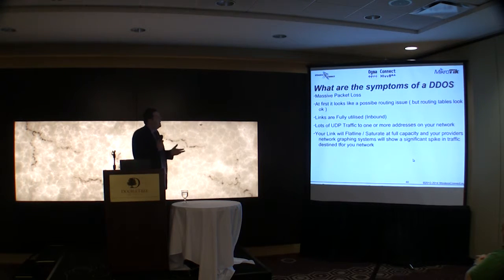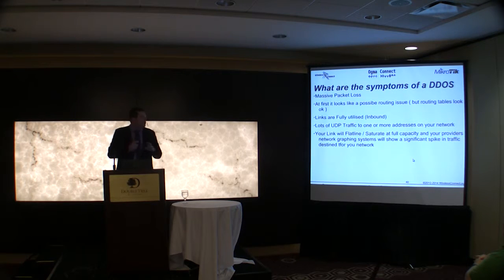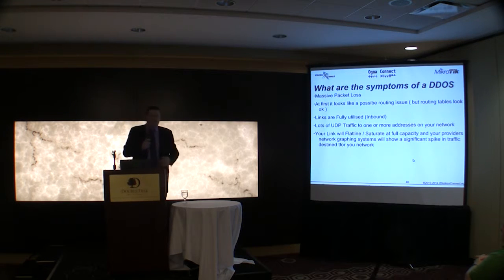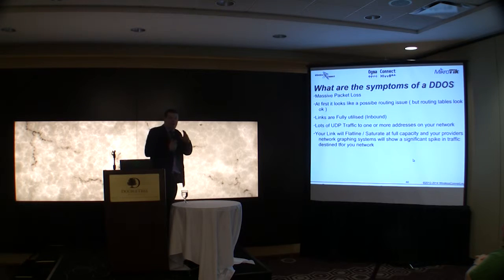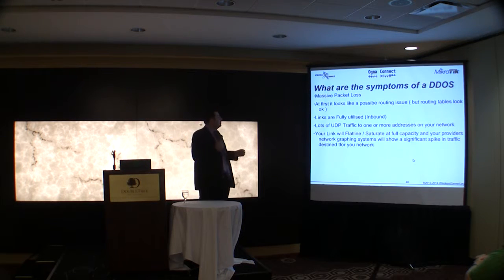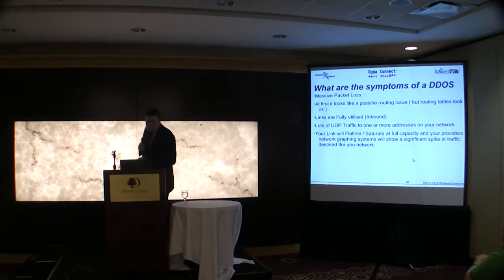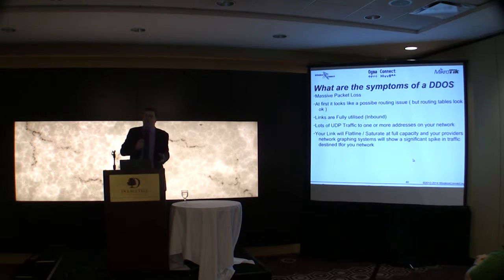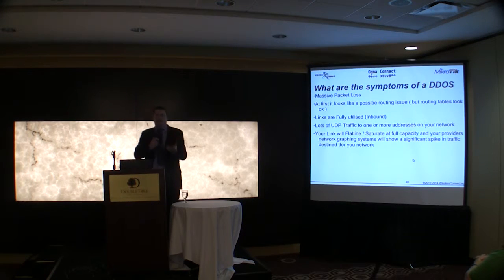So what are the symptoms of a DDoS? Well, at first it looks like a possible routing issue. You look in and the route tables seem fine. But then you look at your traffic graphs and you're going, okay, my links are fully utilized inbound, with lots of UDP traffic to one or more addresses on your network. If it's a single address on your network, it's actually relatively easy to tame.